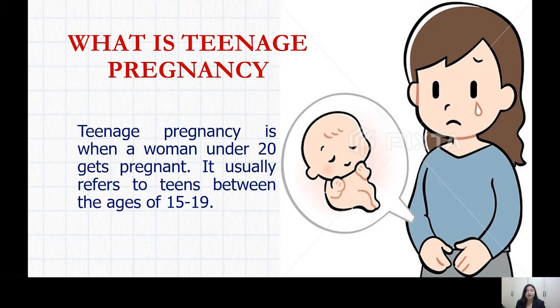A child having a baby as a teenager is more likely to face critical social issues like poverty, lower educational levels, or poor education, risky behaviors that lead to poor health issues and child welfare.